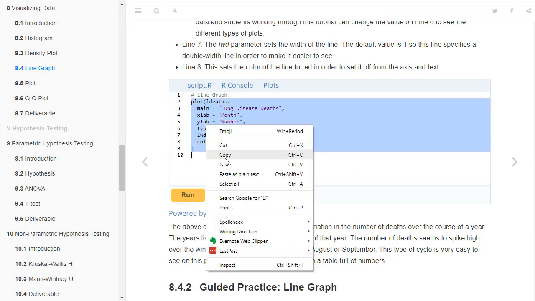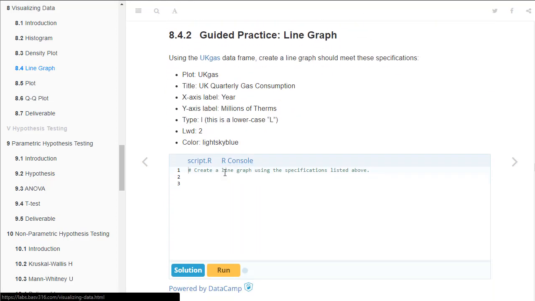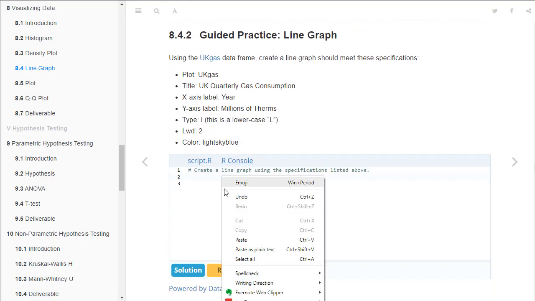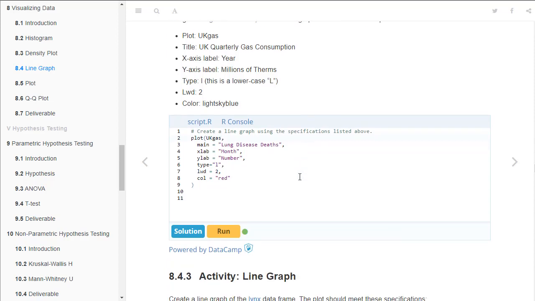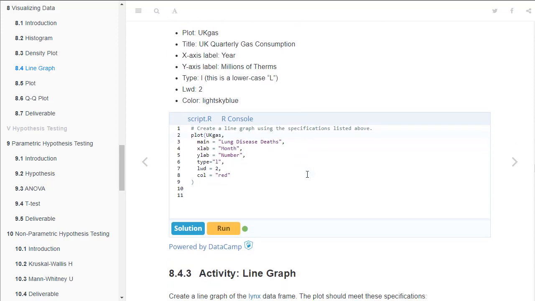I'll copy this. And now we'll go down to guided practice. I'll paste that in here. And for this, we want the UK gas data frame. UK gas is United Kingdom heating gas usage. So the title will be UK quarterly gas consumption.